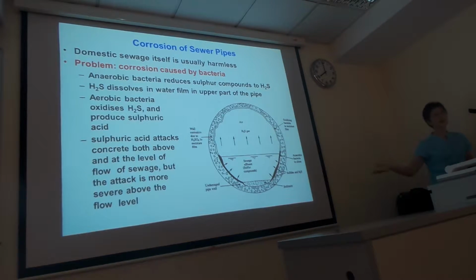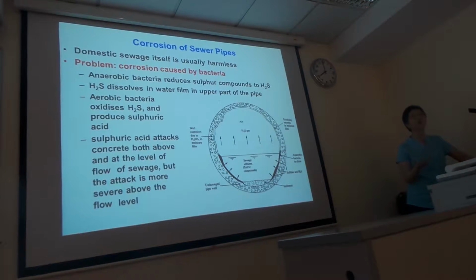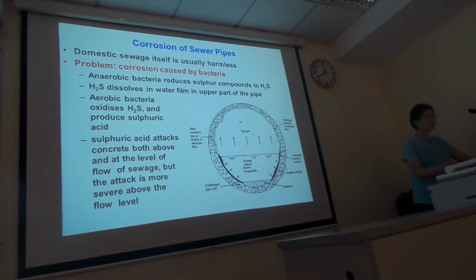So in the last class, I talked about what to do if we are dealing with chemical plants where we have a low water to cement ratio. Basically, we use polymer. So next, I want to talk about the acid attack of concrete.